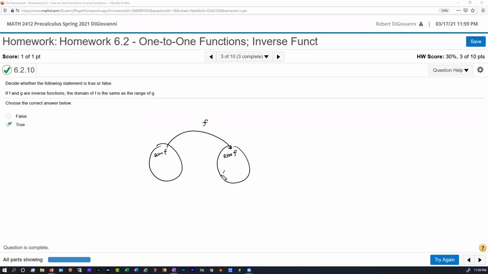But if g is the inverse, it goes backwards, right? It goes like that. So the things that go into g are actually the range of f, and the output of g is the domain of f. So this is saying if f and g are inverse functions, then the domain of f, that's this, is the same as the range of g. So it's the same as the output of g, and that is true. Okay, so I'll move on to the next question.